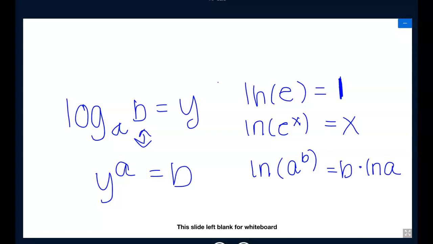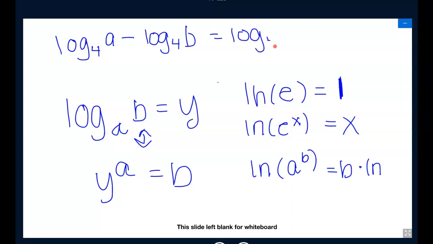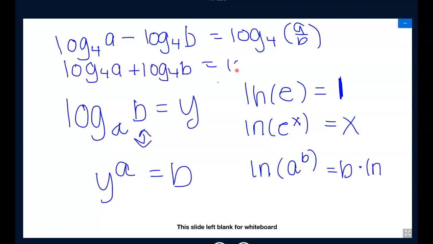If you have, like, let's say log of 4 to the a minus log of 4 to the b. You guys know you can rewrite that as log of 4 to the a divided by b. And if it is addition, it's like log of 4 to the a plus log of 4 to the b. That is the same as log of 4 to the a times b.